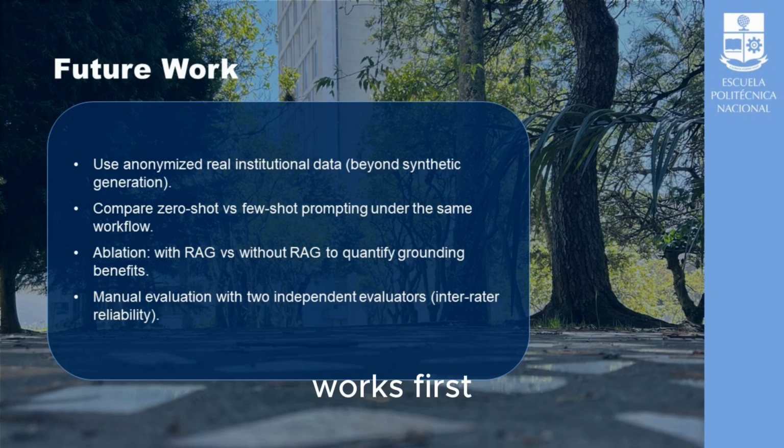For future work, first, although the dataset is grounded in real institutional examples, the entries are manually generated. A key next step is to build an anonymized dataset from real submissions to ensure ecological validity. Second, the experiment uses a single prompt in a zero-shot setting. A natural extension is to compare zero-shot and few-shot prompting under the same workflow to test whether small models can be stabilized with minimal demonstration.